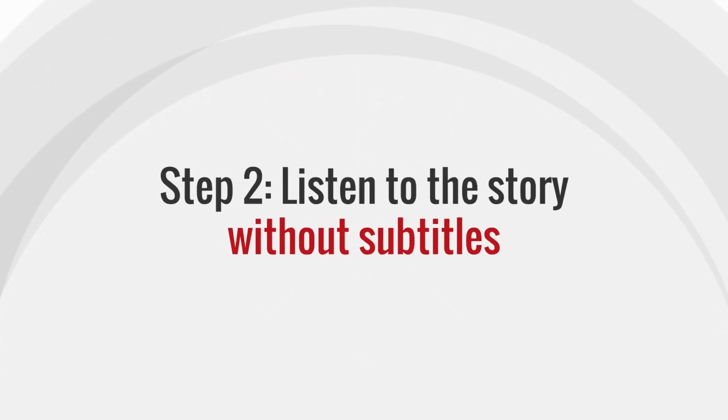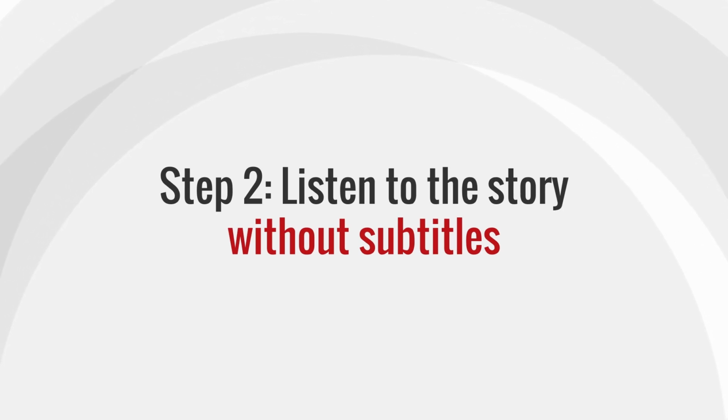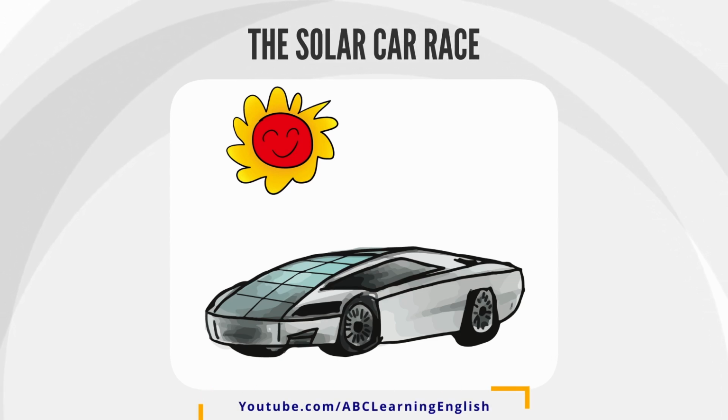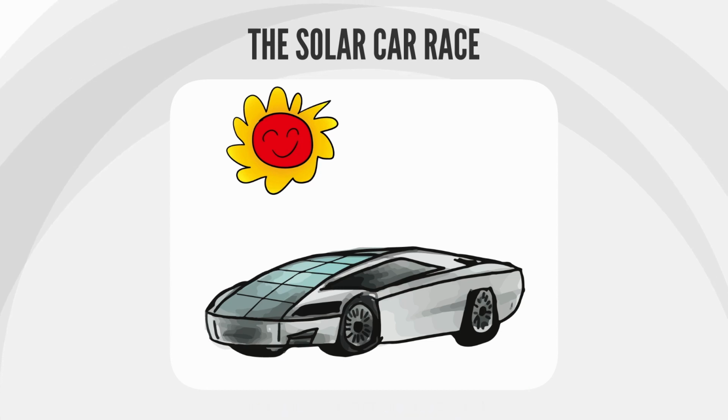Step 2. Listen to the story without subtitles. The solar car race. We live in a mobile society, but the cars we drive require too much gas, plus they pollute the air. Eventually, the natural resources used to make gas will run out. So what happens then? Many people think solar-powered automobiles are the answer.